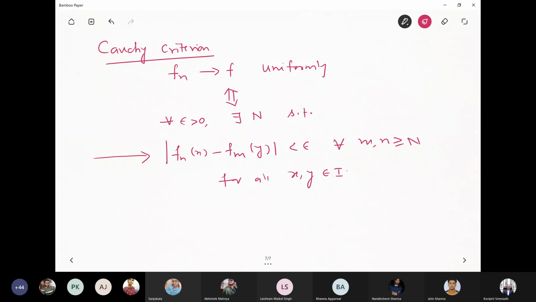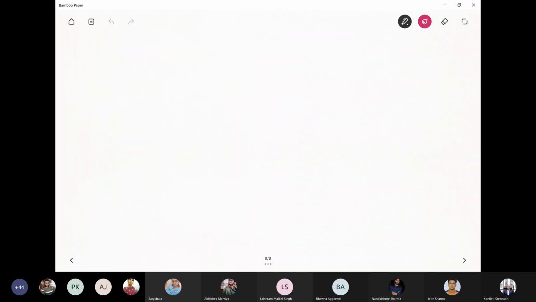So this is one result that we will have. And the other, important theorem here is that if f_n converges to f uniformly, then f is continuous.